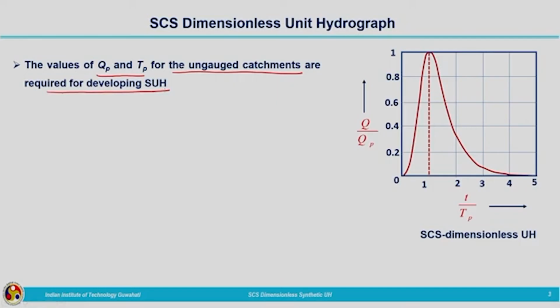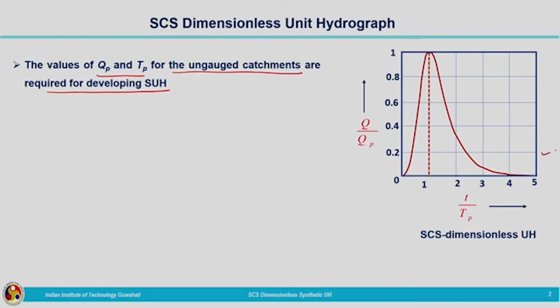That we already know. For developing the synthetic unit hydrograph, we need to know the peak discharge for the corresponding catchment and also the time to peak. Then only can we clearly draw that curve. Otherwise, where will this QP be marked? Time to peak is also important. Then only can we exactly get the value corresponding to that particular point QP.